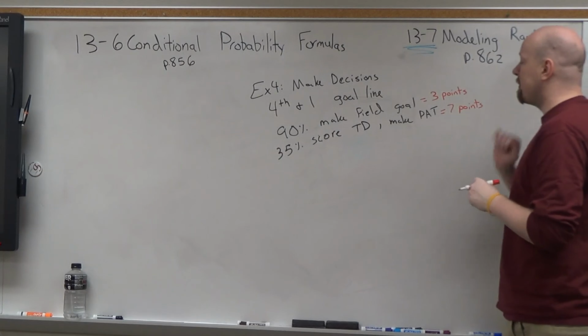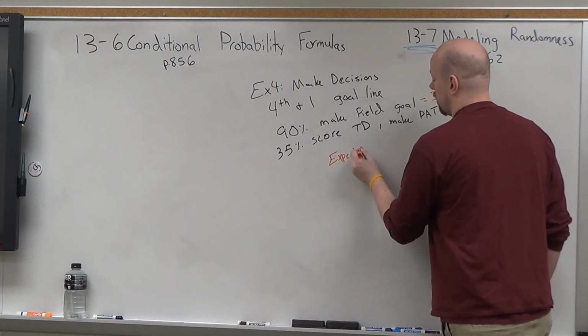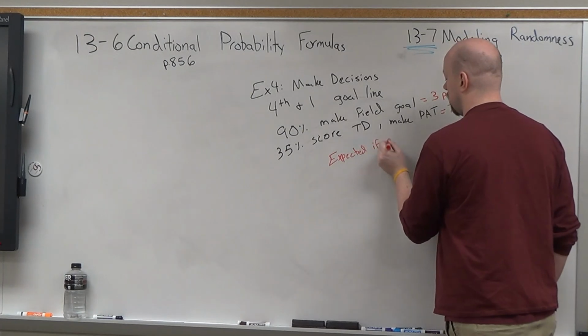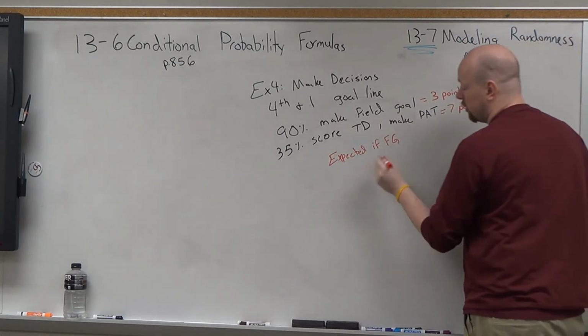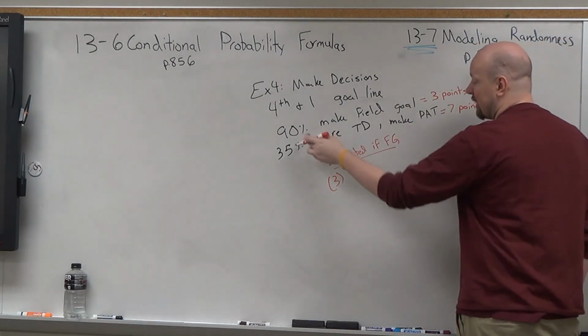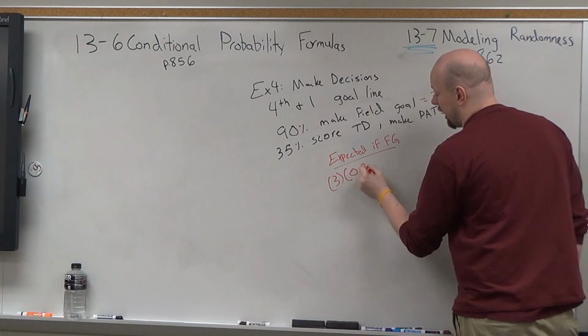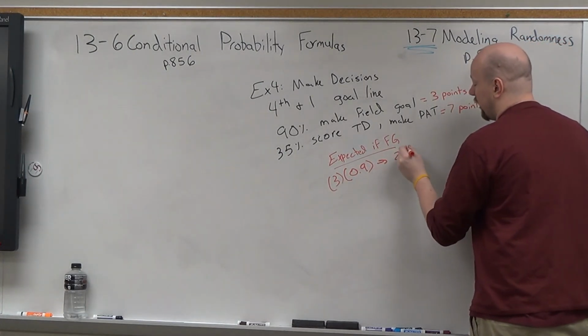So, what would be my expected value if field goal? So, how many points would I get for a field goal? Well, that would be 3. And what's the probability I have of making it? Well, 90% or 0.9. So I get 3 times 0.9, which would be 2.7 points.